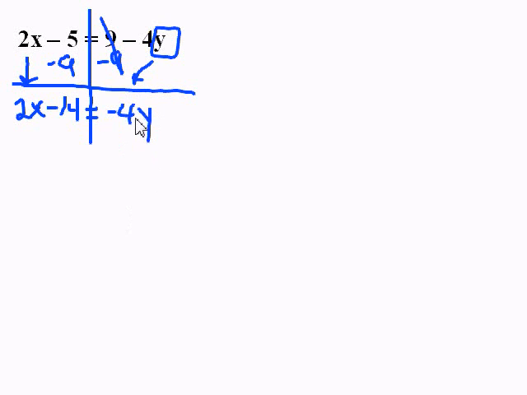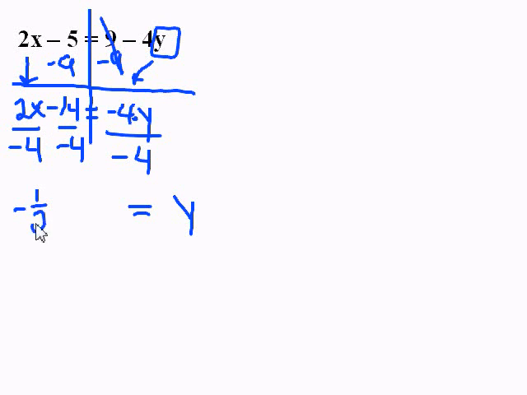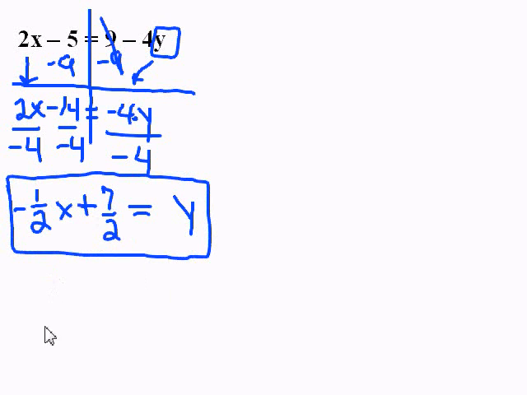We still have a negative 4 times the y, or next to the y, so to undo that multiplication, we're going to divide everything by negative 4. This leaves us with y is equal to negative 4 over negative 4, remember, is a positive 1y. 2 over negative 4 reduces to a negative 1 half x. Negative 14 over negative 4 reduces to a positive 7 over 2. So there you go, there's your final answer for your final example.